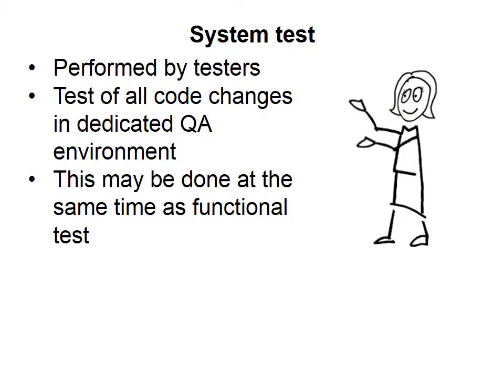System test is executed by the QA team. It is the test of all code changes integrated with an existing product. It is performed in a dedicated QA environment. Many times it is done at the same time as the functional test. In some organizations, they may be considered the same phase.